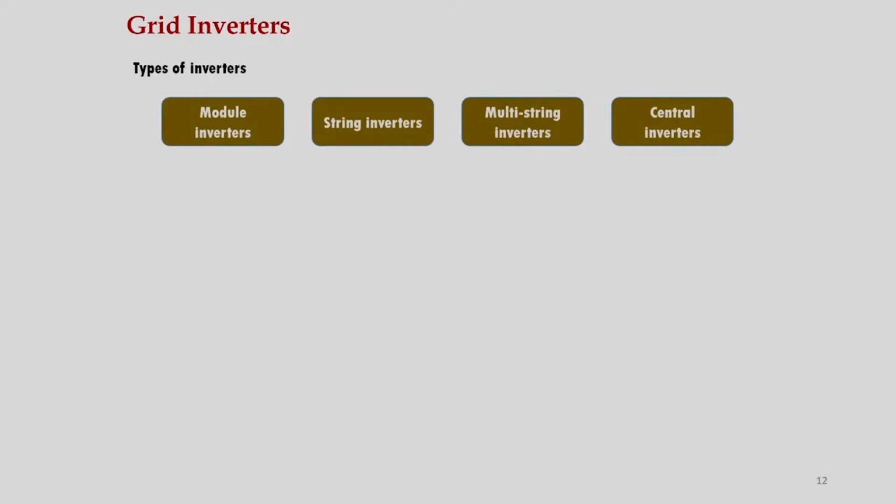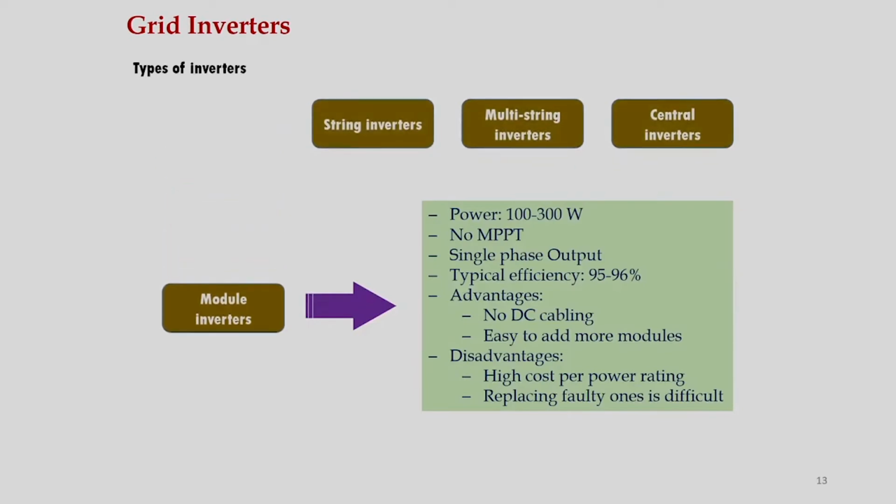So, there are different kinds of grid inverters. Primarily there are 4 categories: module inverters, string inverters, multi-string inverters and central inverters. Let us study one by one. So, what do you mean by module inverters?